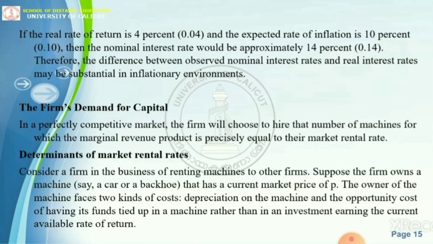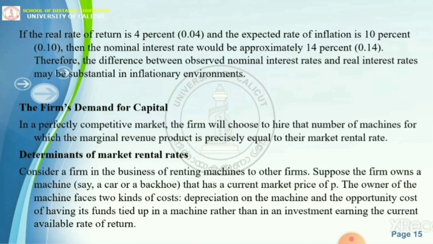If the real rate of interest is 4%, that is 0.04, and the expected rate of inflation is 10%, that is 0.10, then the nominal interest rate would be approximately 14%. Therefore, the difference between observed nominal interest rates and real interest rates may be substantial in inflationary environments.